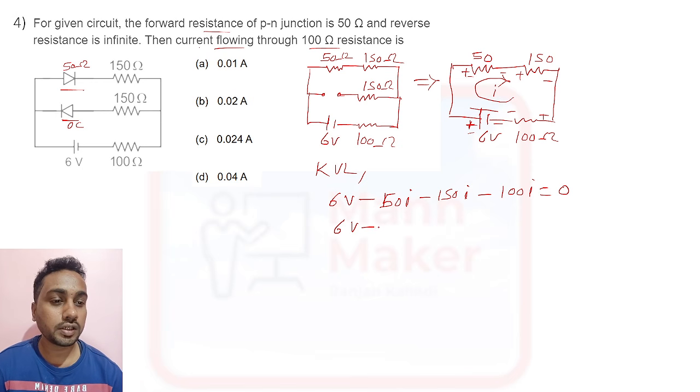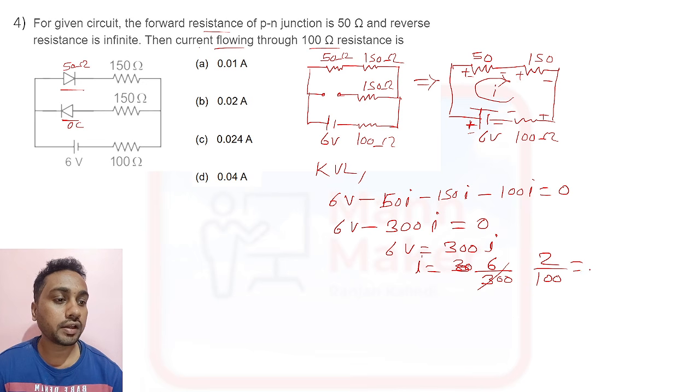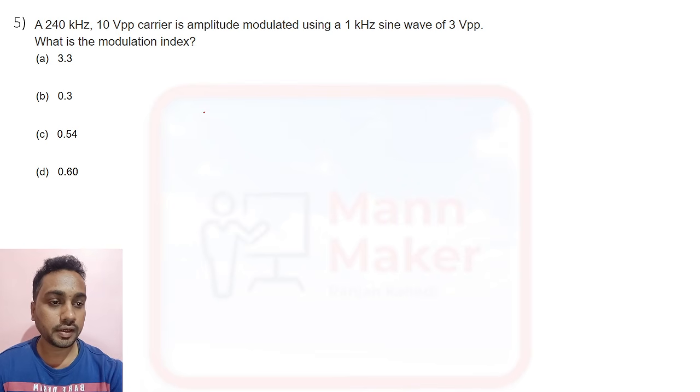So 6 volt minus the sum of 100, 150 and 50, which is 300I, equal to 0. So 6 volt equal to 300I, and I equals 6 by 300, that is 2 by 100, which is 0.02 ampere. Option B is the right answer. Okay, next.